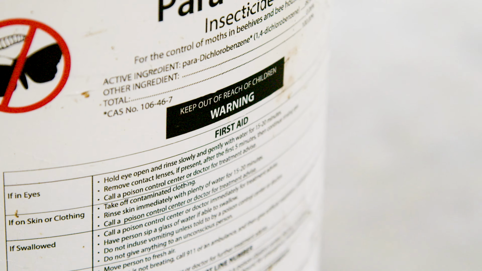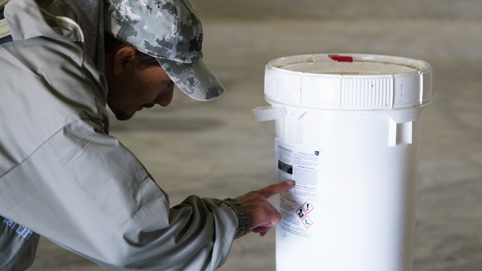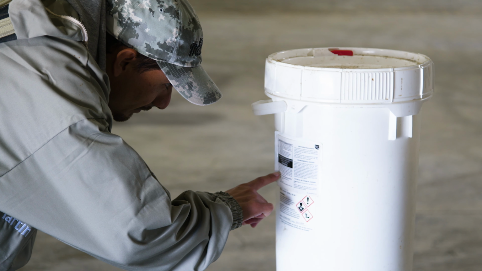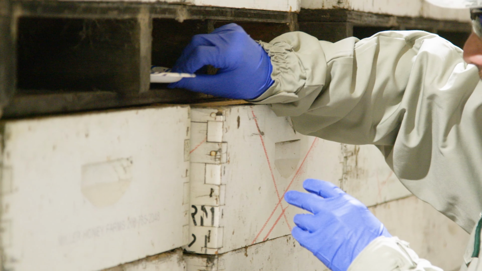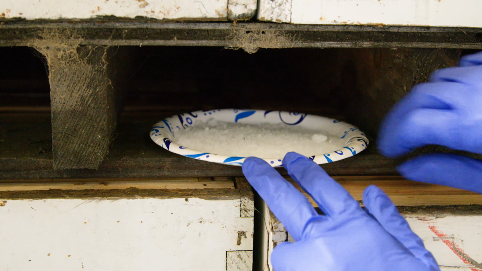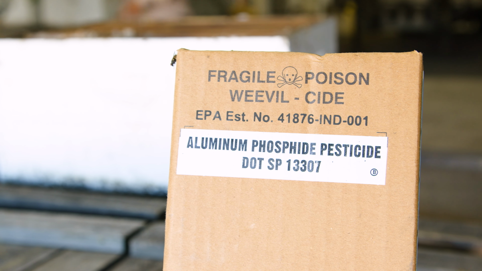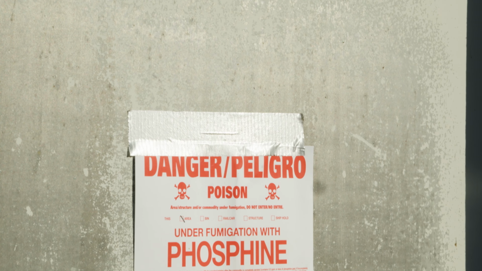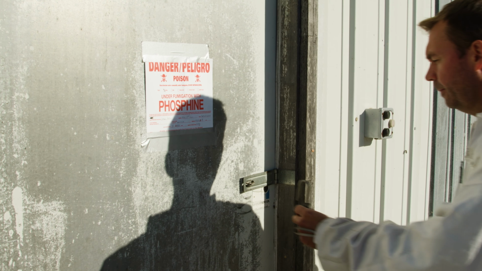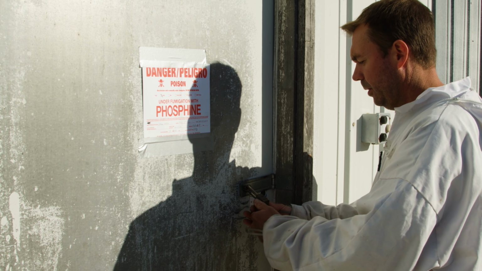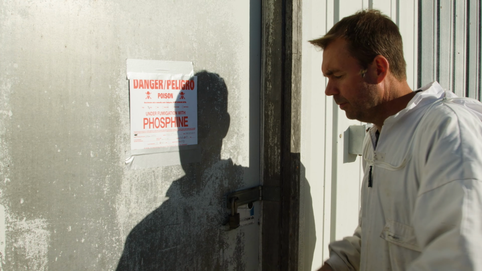Paramoth dichlorobenzene is a registered chemical moth deterrent that can be used to avoid moth infestation in stored comb. If wax moth is already present in combs, fumigating with Weevil-Cide aluminum phosphide will kill all larvae and adult moths. However, this restricted use pesticide must be used with great caution and always according to labeled instructions.